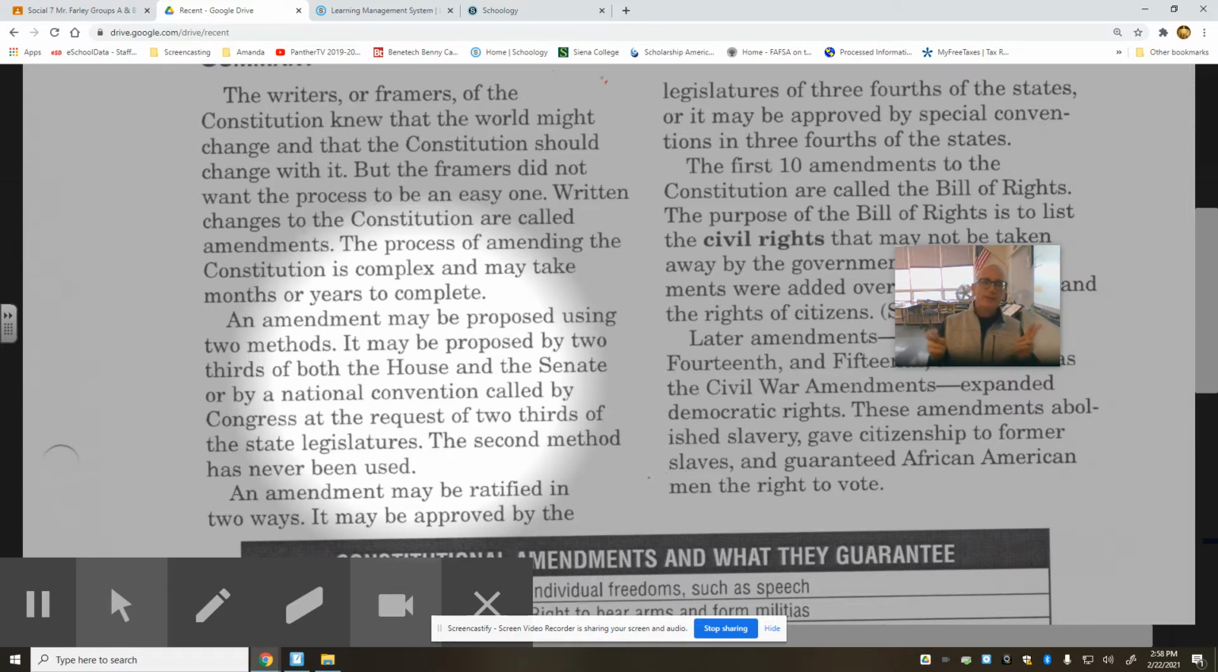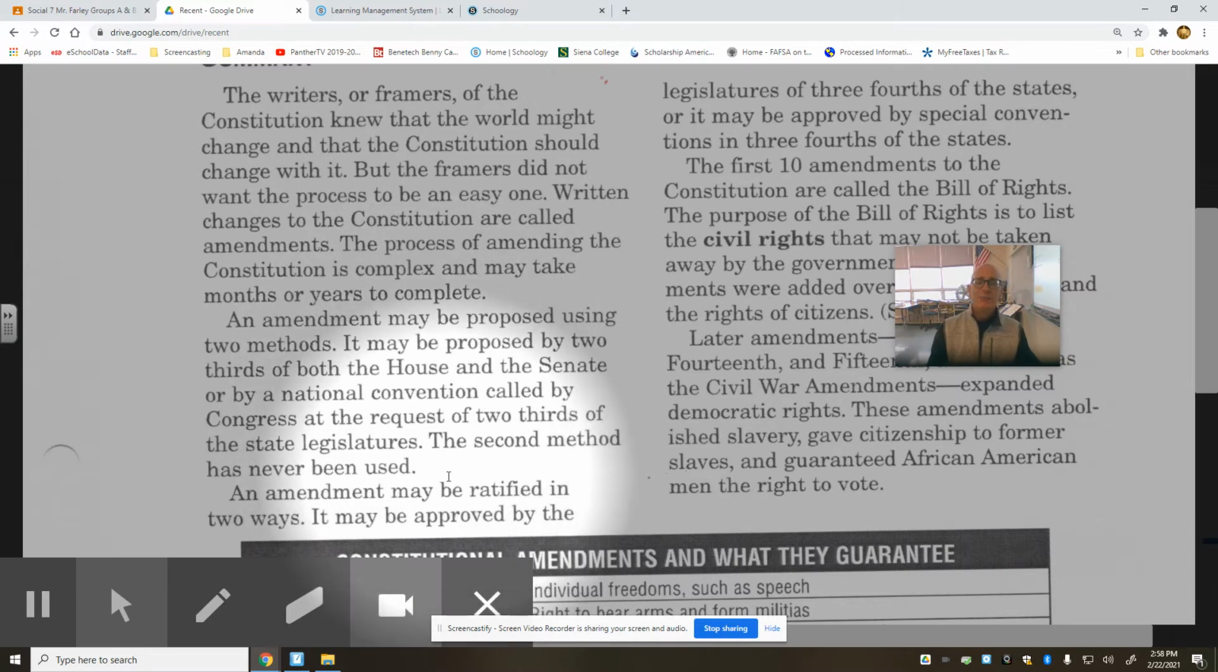There are two ways an amendment can be proposed. It may be proposed by 2/3 of both the House and the Senate, or by a national convention called by Congress at the request of 2/3 of the state legislatures. The second method has never been used. The first method has been used, but the second method has not been used yet.